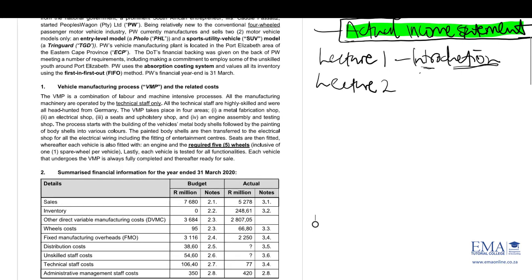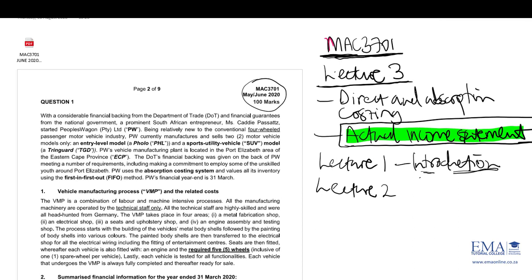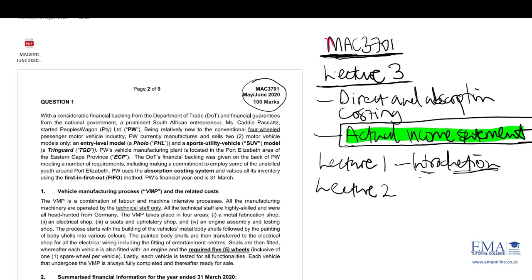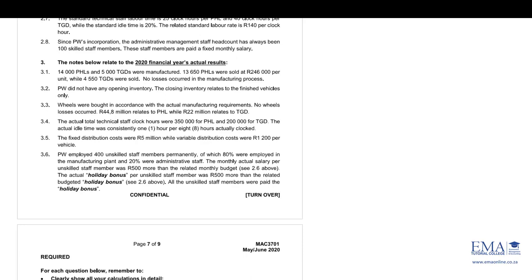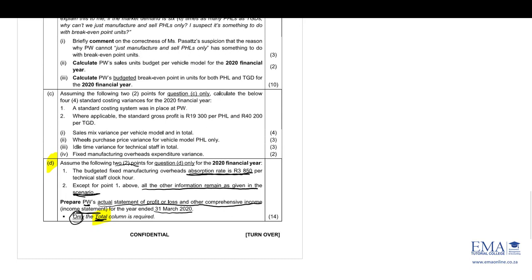Okay, so I picked a question that we're going to look at, which required an actual income statement. This is a May June 2020 MAC 3701 question, and here's the required. Okay, let's look at the required. So we're going to focus only on required part number D.